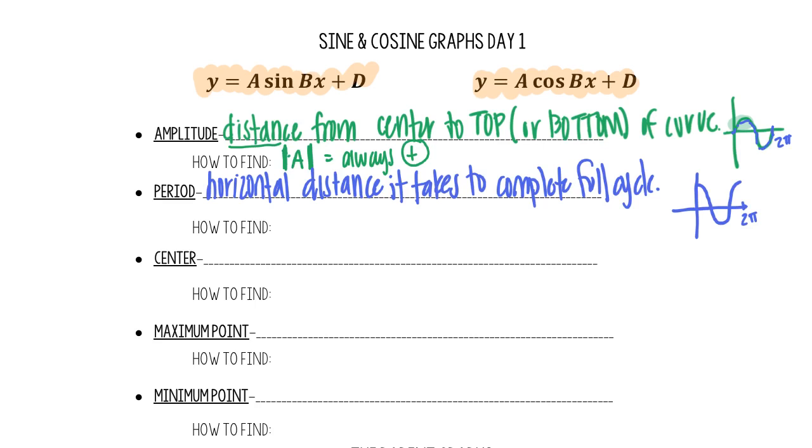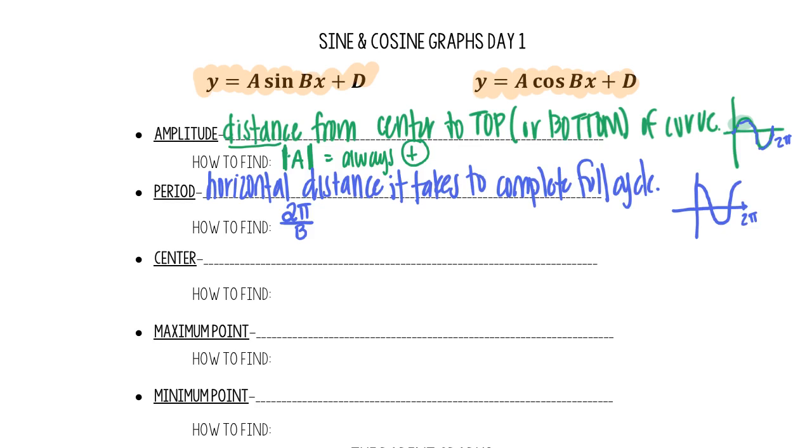The period does not always have to be 2 pi. It can be transformed in the equation based upon a variable that you see up above. That variable that affects period is b. So to find the period, you take 2 pi and divide it by whatever b is. We'll practice doing that in our practice problems in the future.